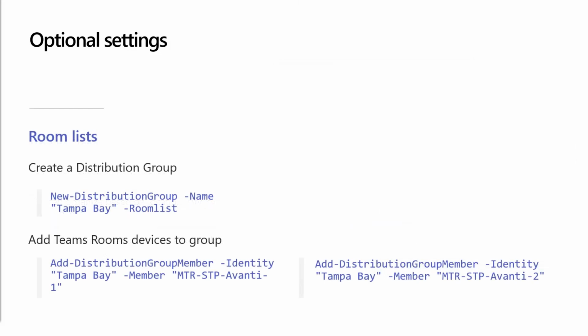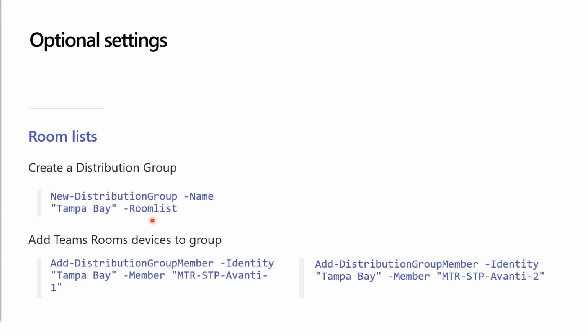How do we create room lists? These have to be done via PowerShell. But it's pretty simple. You just type New-DistributionGroup, give it a name. So this can be anything you want it to be. And then make sure you flag it as a special distribution group called a room list.